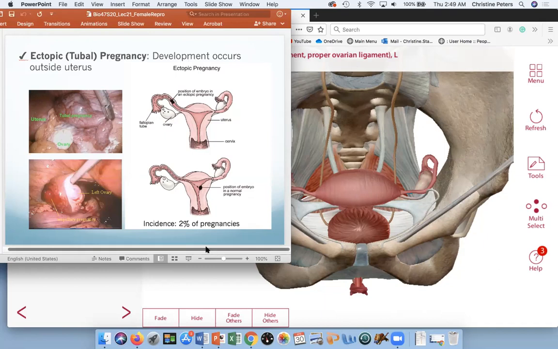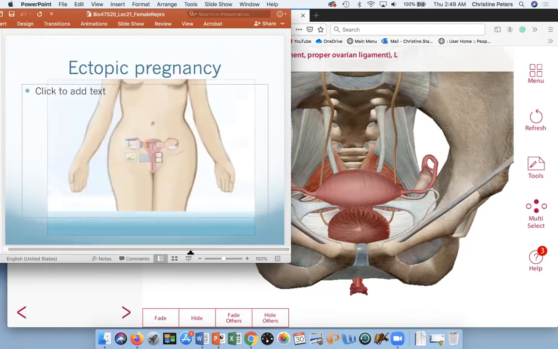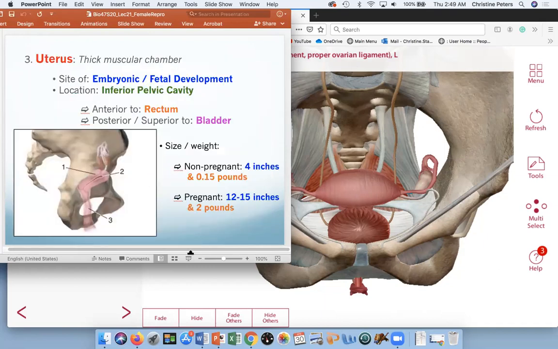All right, so next we'll look at the uterus. So the uterus is in fact the site of embryonic and fetal development. It sits essentially in the pelvic floor, so it kind of lays down across those bottom pelvic floor muscles. It's going to sit, again, like we mentioned, in front of the rectum, but it's going to sit kind of behind and above the bladder.